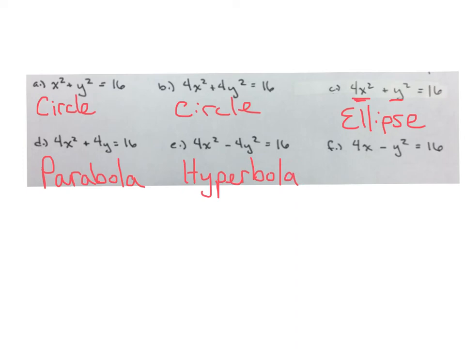Lastly, we see that subtracting again, so we're thinking a hyperbola. But look at both of those terms. Only one of them is being squared. That means this one's a parabola.